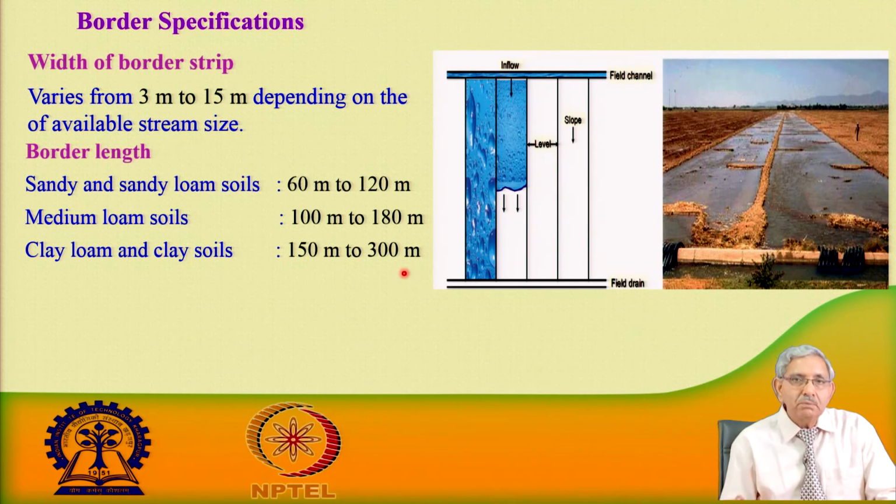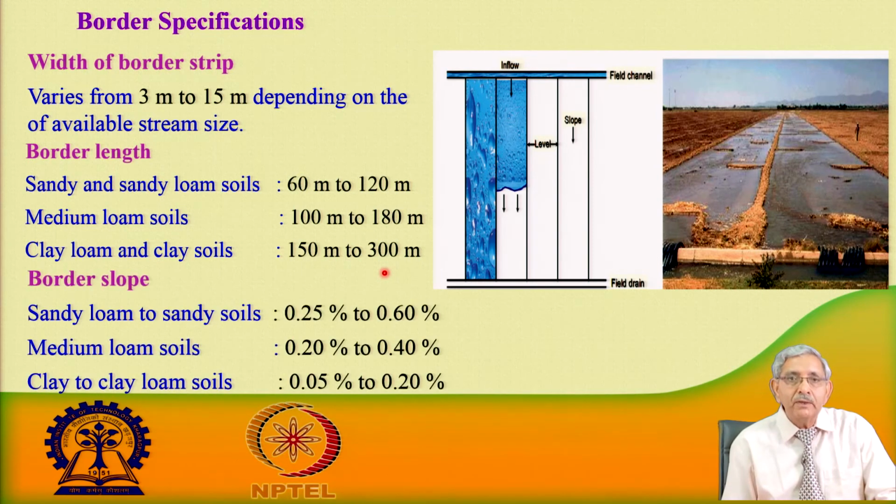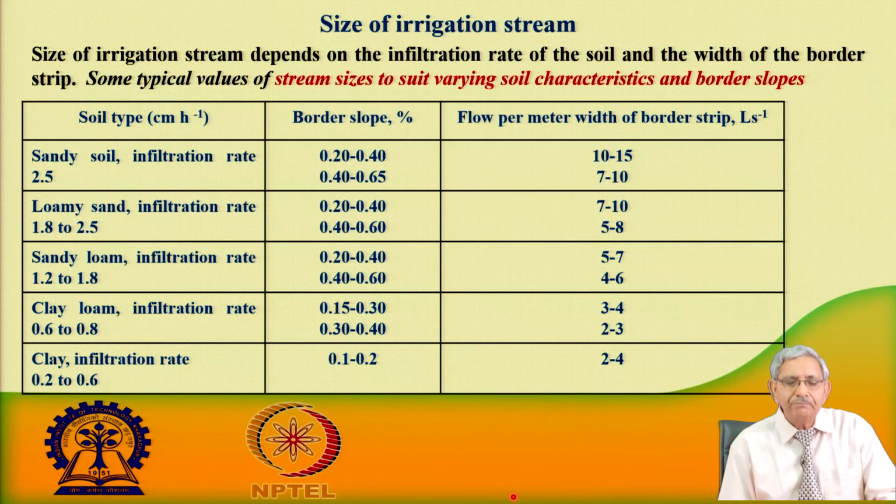When it goes from coarse texture soil to fine texture soil, we find that the length of the border is increasing. Similarly, the slope of the border varies. For sandy loam soil it is a higher slope, because infiltration will be more in the case of sand, that is, coarse texture soil. So, slope is given more in coarse texture soil, and less in fine texture soil. This is the range generally adopted.